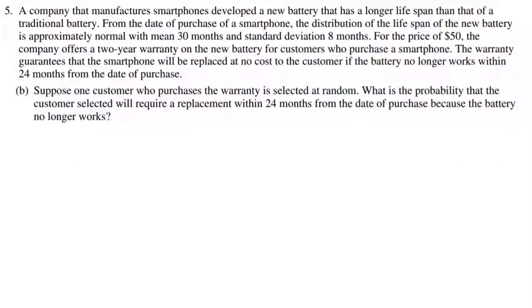All right, part B. Suppose one customer who purchases a warranty is selected at random. What's the probability that the customer selected will require a replacement within 24 months from the date of purchase because the battery no longer works? All right, so we want to look at what kind of a z-score this is. This is below the mean, of course. 24 months is below the 30 months, so it makes sense that our z-score is negative.